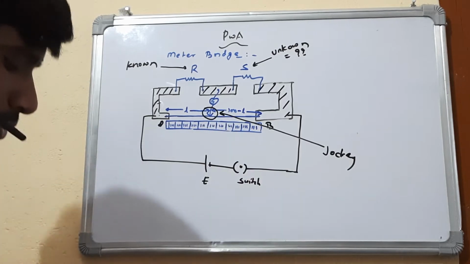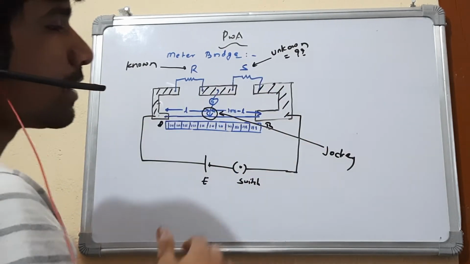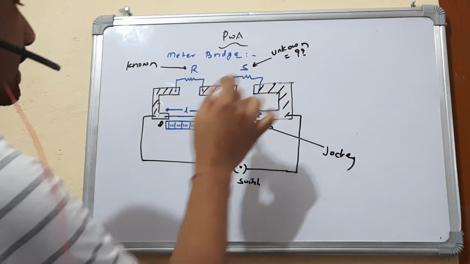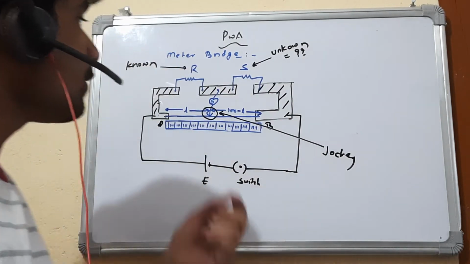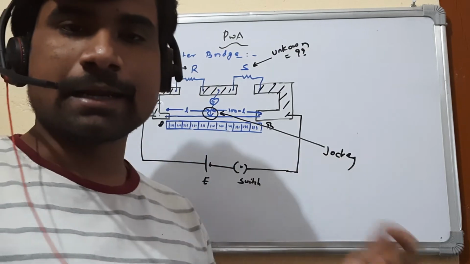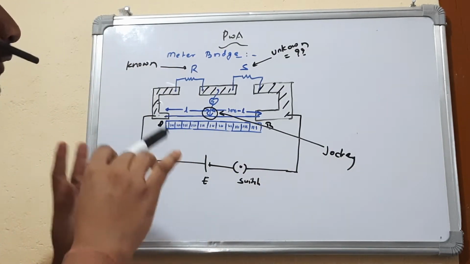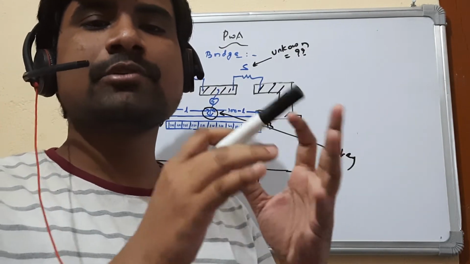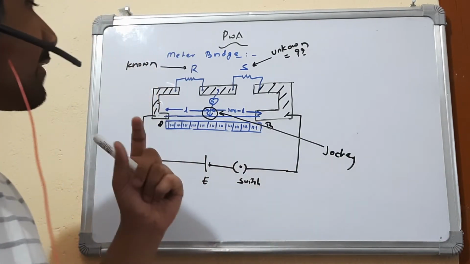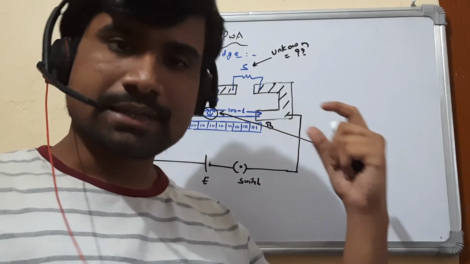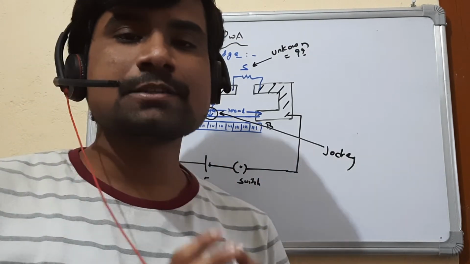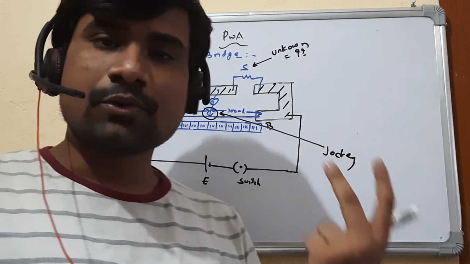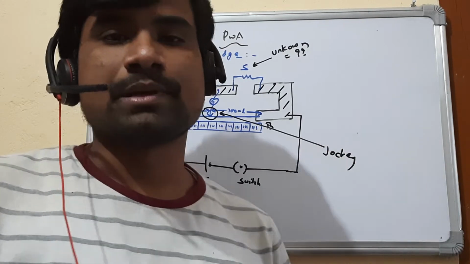You can see these are like the four arms of a bridge: R, S, and the two parts of the wire separated by the jockey. If we move the jockey to the left, right, and center, we will reach a point where this bridge will be balanced. Balanced means there will be no current flowing across this galvanometer, and then we say that this bridge is balanced.